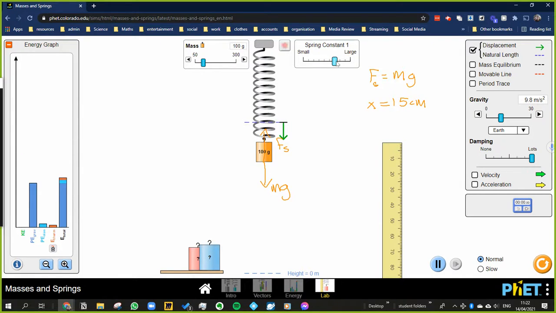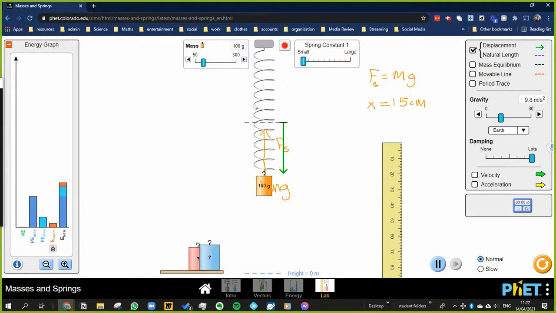And the reason why we're getting less of an extension is because the spring constant is measuring how hard it is to extend the spring. That's what spring constant means. So if I have a low spring constant, it's much easier for me to stretch the spring.